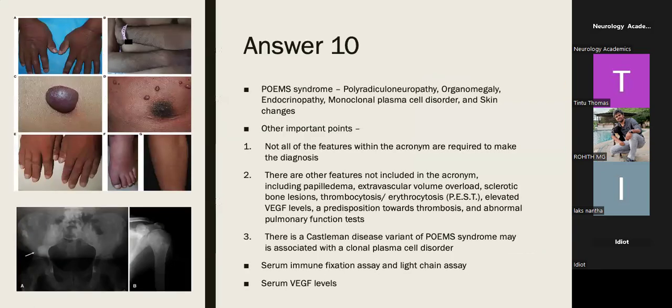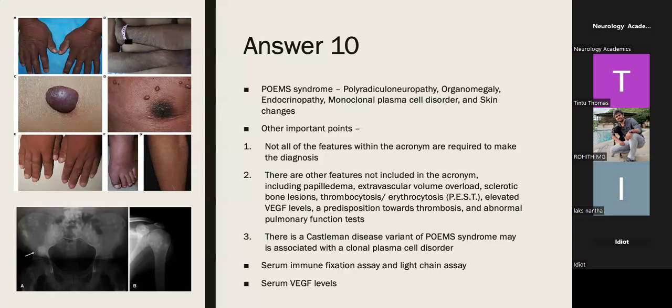With protein electrophoresis alone, we might not be able to diagnose. The next appropriate tests will be serum immunofixation and light chain assays, along with serum VEGF levels. So the diagnosis here will be POEMS syndrome, which comprises polyradicular neuropathy, organomegaly, endocrinopathy, monoclonal plasma cell disorder, and skin changes. Again, not all the features in the acronym are required to make the diagnosis.